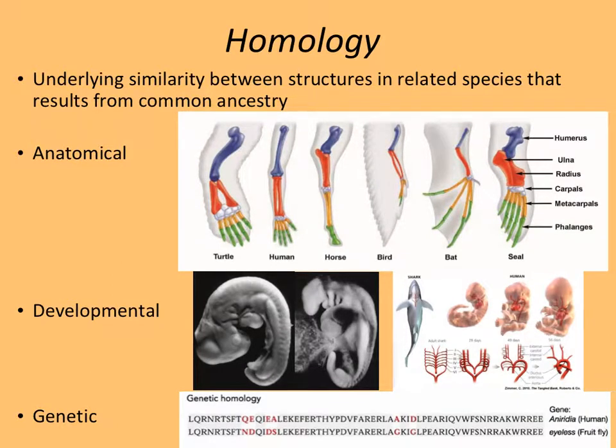Homology. Homology demonstrates that taxa, whether they're different species or higher taxa like birds and mammals and reptiles and things like that, they show that they had a common ancestor because they share structures, underlying similarity between structures. It could be anatomical, like these, in related species that result from common ancestry. So, these are all tetrapods, right? These are all the different kinds of bones.